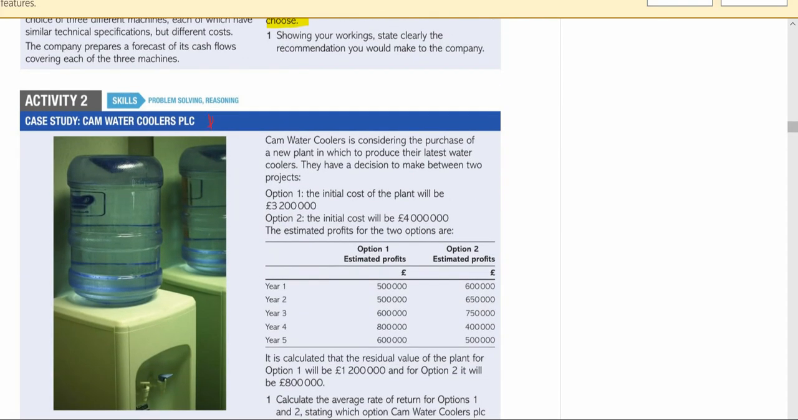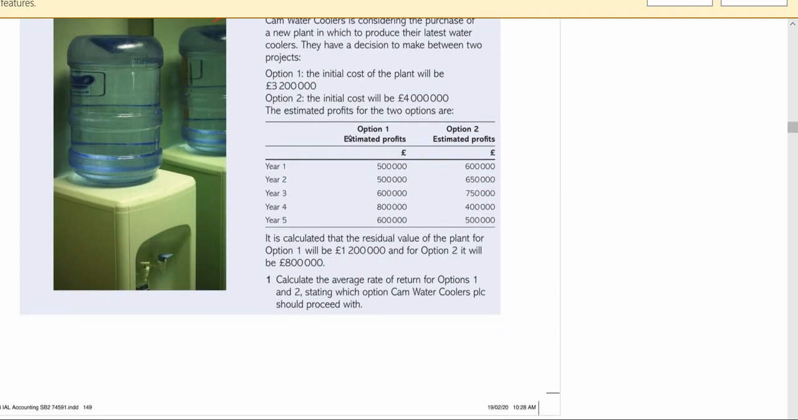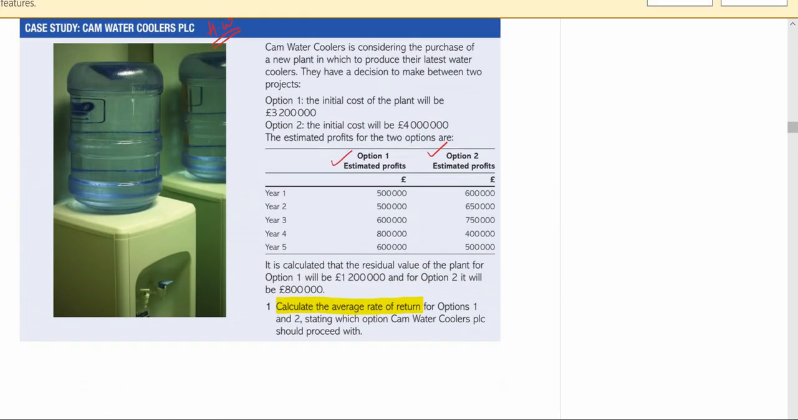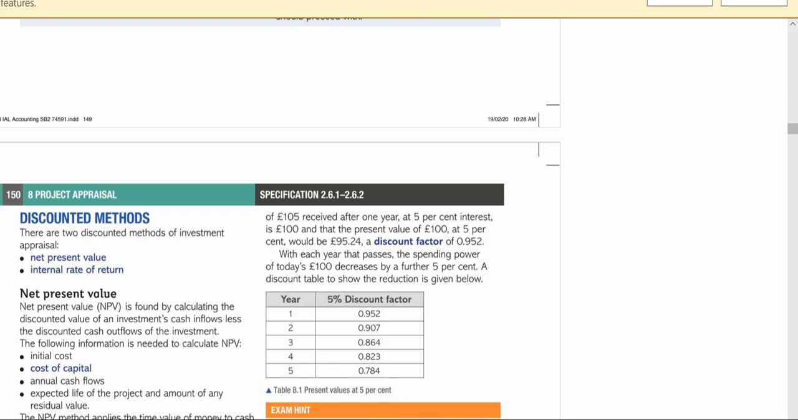Activity 2 is again for your homework, water cooler. We have two options, option 1 and option 2. What to do? Calculate the average rate of return, and select which option is better. These two are your homework, and in the next class we will discuss the discounting method.